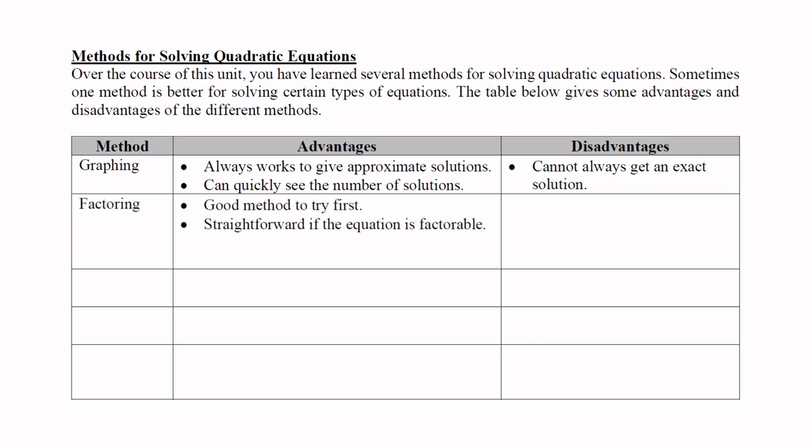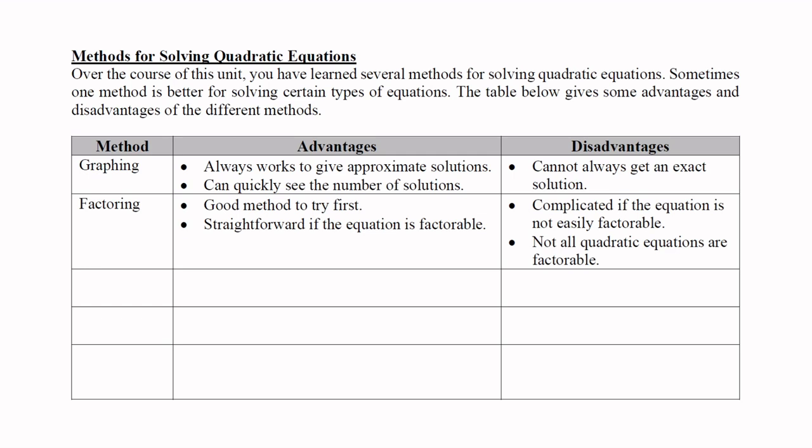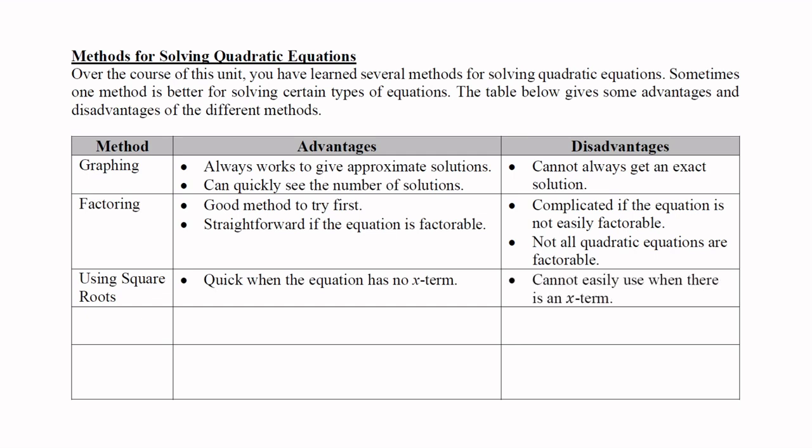For factoring, it's a good method to try first because it's straightforward if the equation is factorable. But the disadvantages are that it's complicated if the equation is not easily factorable, and not all quadratic equations are factorable. Using the square roots is good because it's quick when the equation has no x term. However, you cannot easily use it when there is an x term. Completing the square always works, but sometimes involves difficult calculations.